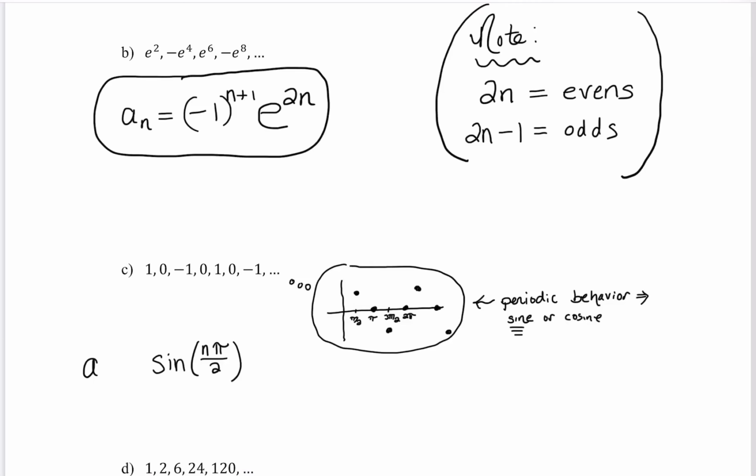So my a sub n, and again, check it out. If you start at 1 pi over 2, you're at 1. Sine of 2 pi over 2, well, that's just pi, you're at 0. Sine of 3 pi over 2, you're at -1. Sine at 4 pi over 2, you're back at 2 pi, that's at 0, and so on. So kind of a different one there.